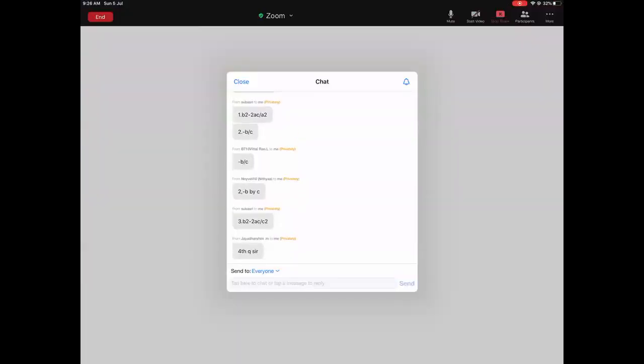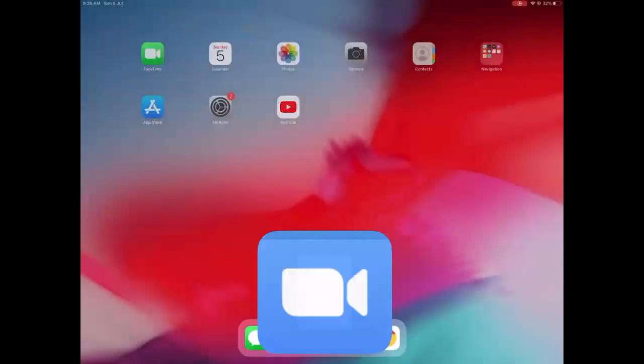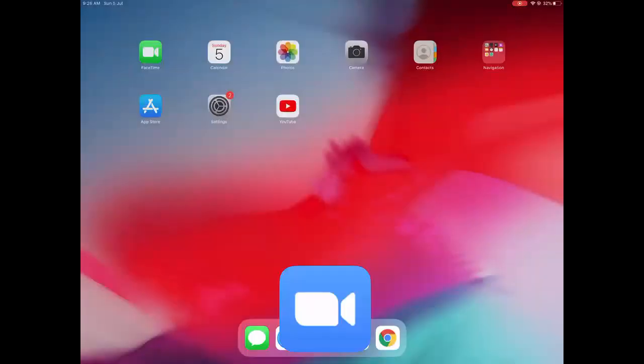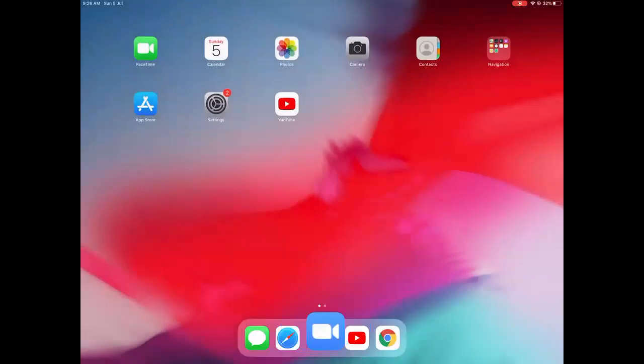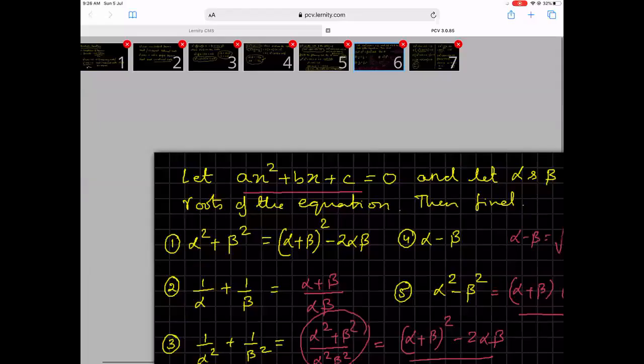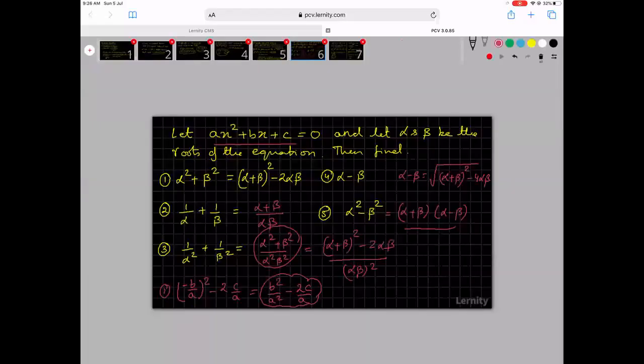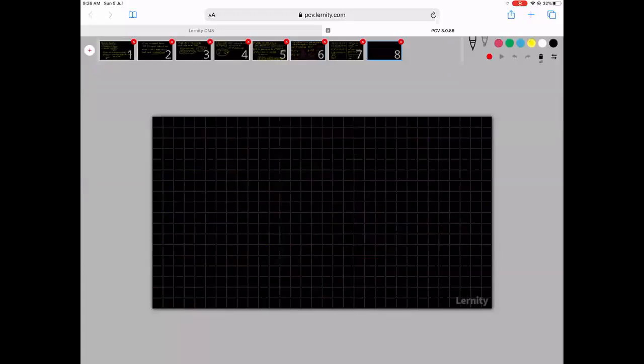Yes, fourth question. You are having doubts in the fourth question. Alpha minus beta. Okay, I'll do the fourth question for you. See, I'm saying ax square plus bx plus c is equal to 0. Alpha and beta are the roots. I'm asking you for alpha minus beta.